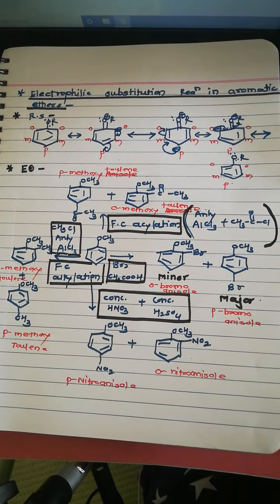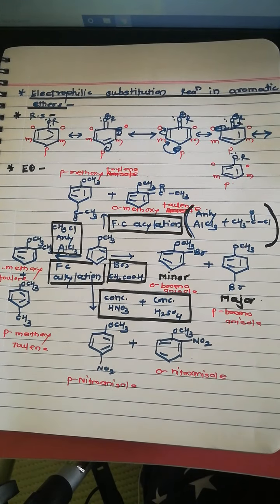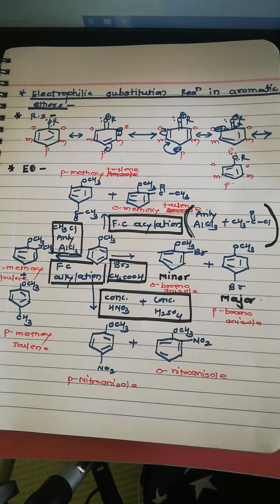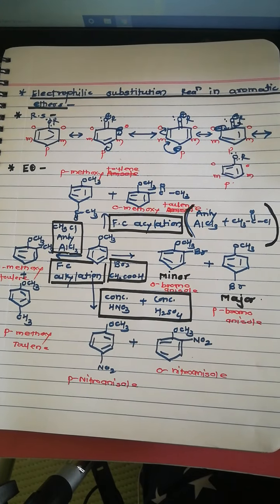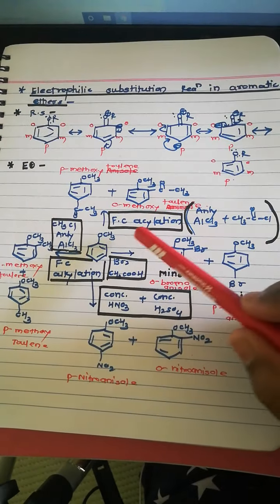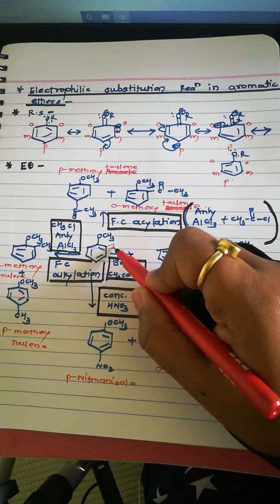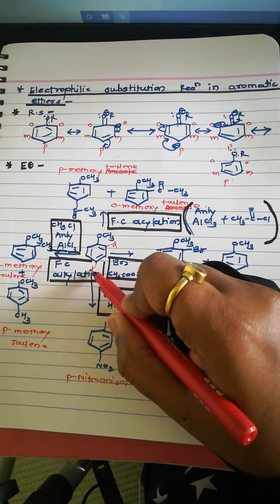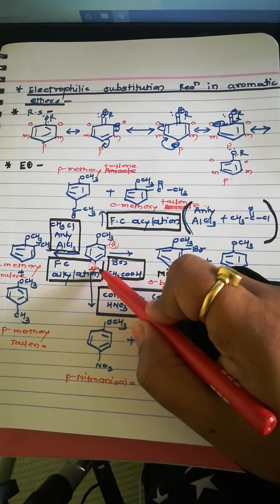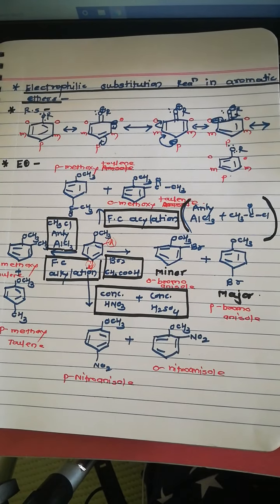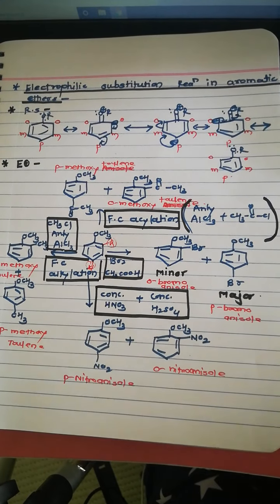Now we can see the electrophilic substitution reaction. What is meant by electrophilic substitution? Electrophilic means electrophile, substitute means replace this hydrogen. Here is the hydrogen present at ortho position, at para position. This hydrogen and this hydrogen is replaced by the electrophile. Replace means substitution. Now we can see the reaction.